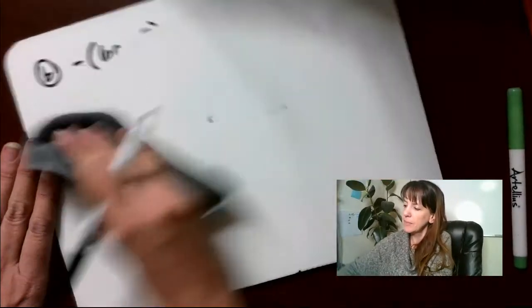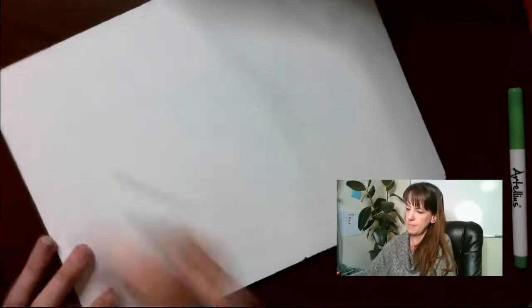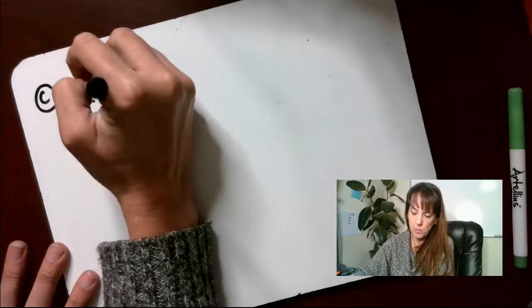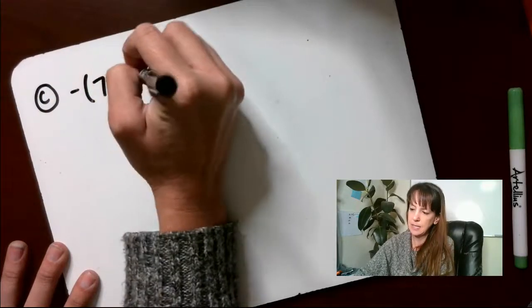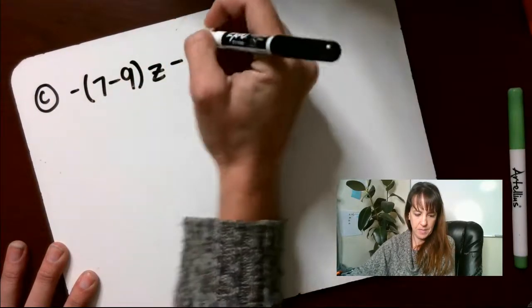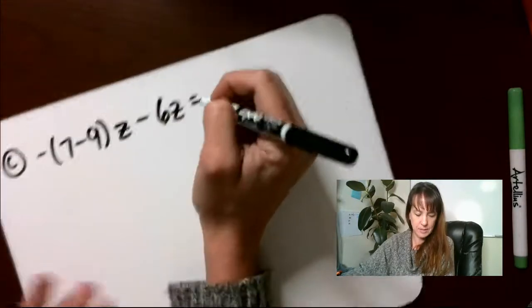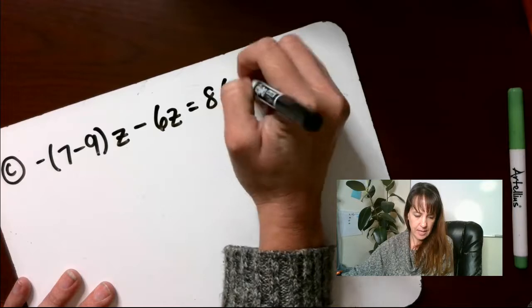All right, one more. Let's try this guy. For C, we have negative quantity 7 minus 9Z minus 6Z equals 8, quantity negative 6 plus 2.